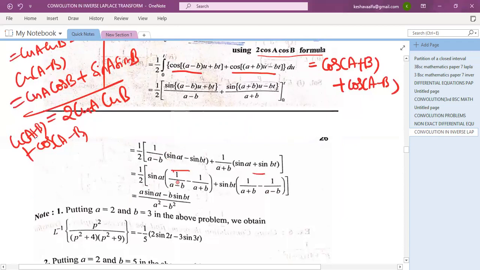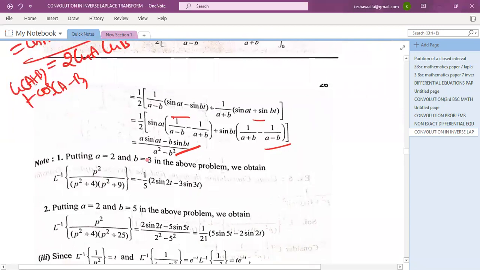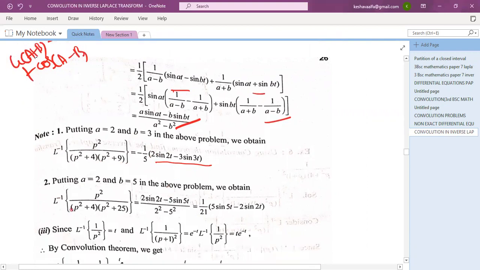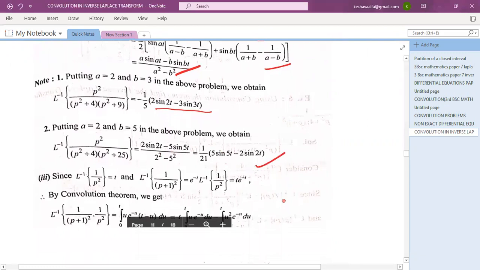So then sin AT times (1 by A minus B minus 1 by A plus B) and sin of (A plus B)... so we get this term. If we put A equal to 2 and B equal to 3, we get L inverse of P square by (P square plus 4)(P square plus 9) is minus 1 by 5 times (2 sin 2t minus 3 sin 3t). If we put A equal to 2 and B equal to 5, we get P square by (P square plus 4)(P square plus 25), that is 1 by 25 times (5 sin 5t minus 2 sin 2t).